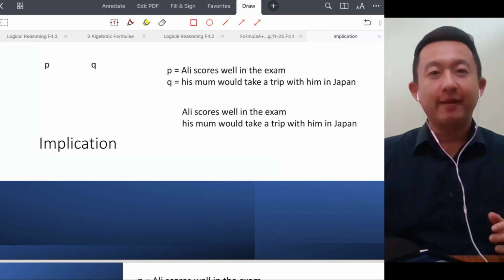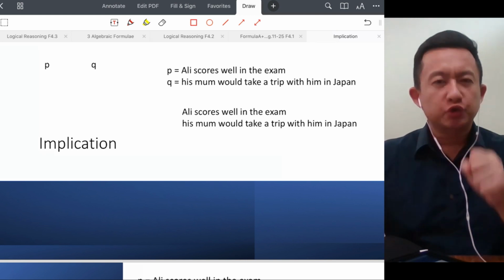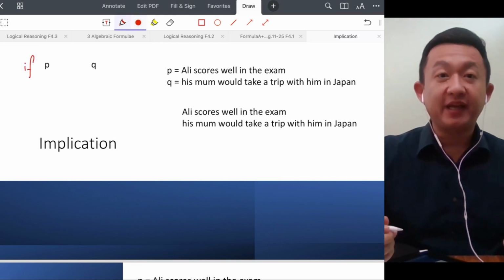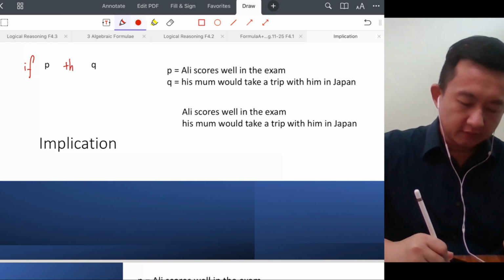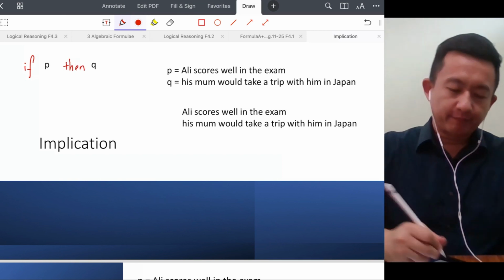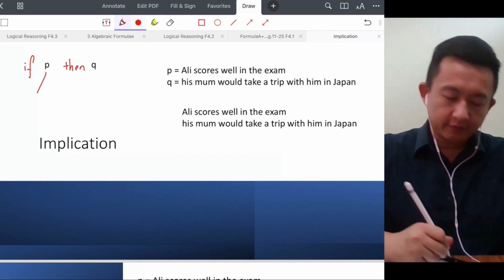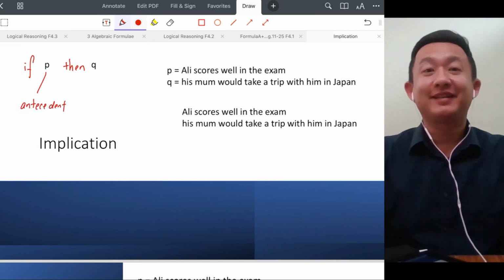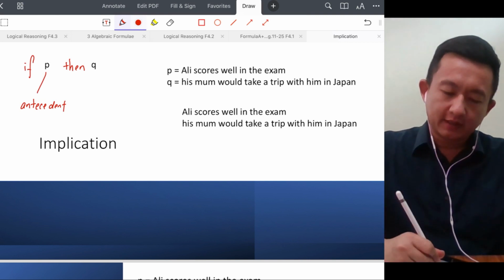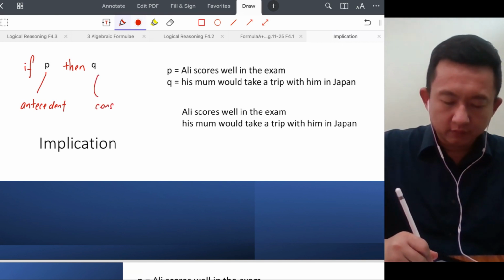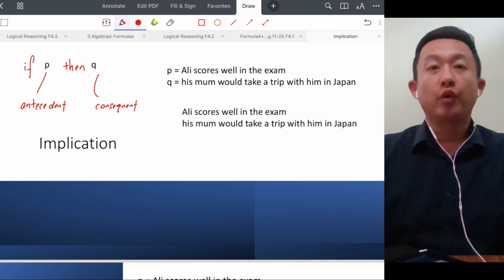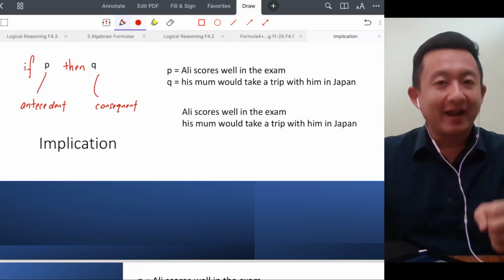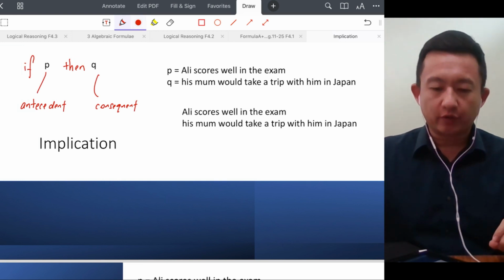When we talk about implications, you can always associate implication with if P then Q. P here stands for antecedent, the hypothesis, and Q here will be regarded as the consequence. So you have if the antecedent, then consequence.